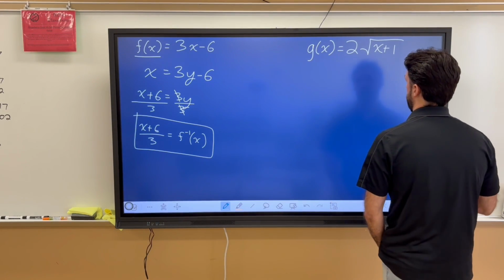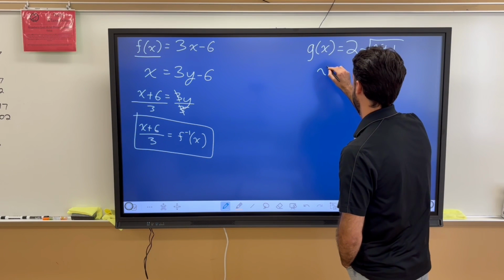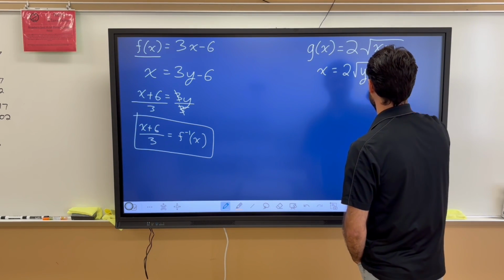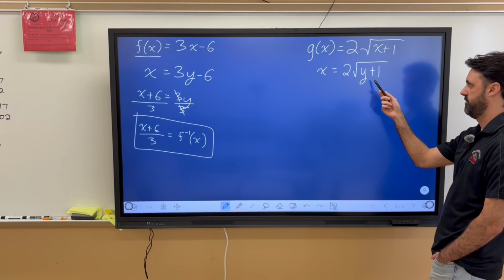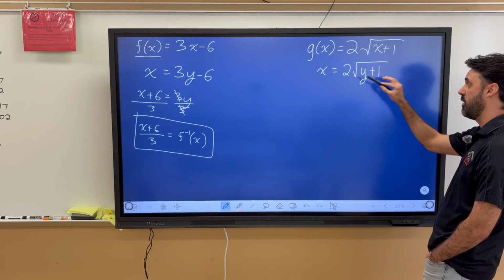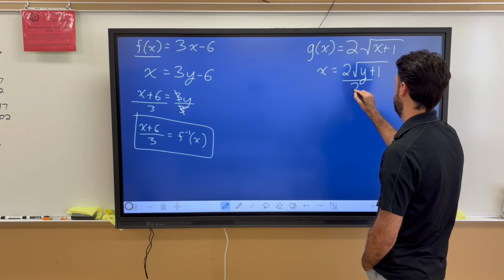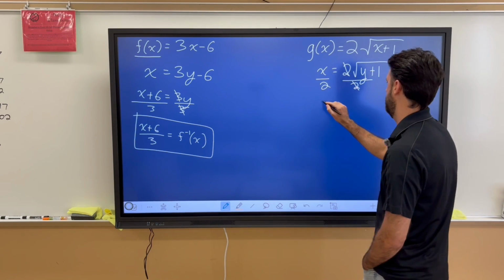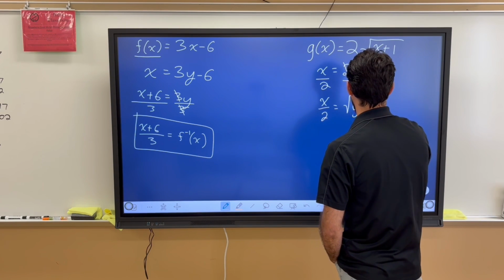Second problem, given g of x. So again, g of x means y. So we're going to replace g of x with x. And we're going to replace x with y. Now we're going to try to get y by itself here. So to do that, anything outside the square root gets moved first, so we're going to divide both sides by 2. All right, those 2's cancel. And so that gives us x divided by 2 equals the square root of y plus 1.